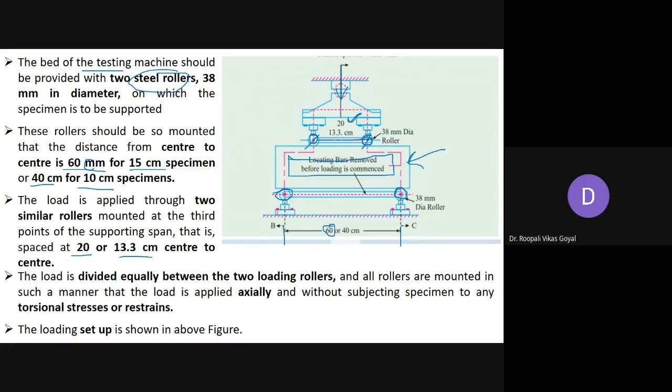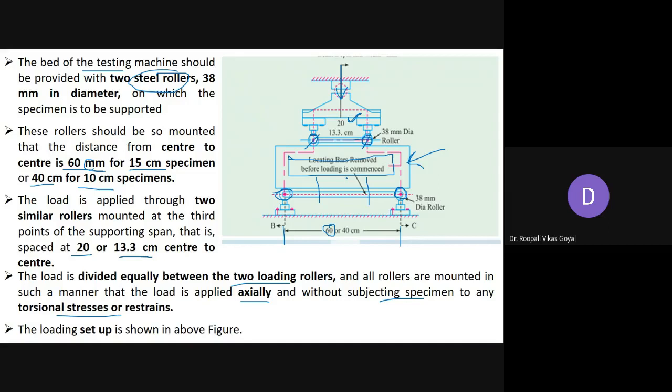So basically this is the test setup that is generally available in every lab where you have to check the flexural strength of concrete, and this load is divided equally between the two loading rollers. So exactly at L/3 portion this load can be applied, and it is applied axially without subjecting the specimen to any torsional stresses or strain. So this loading setup you should understand, where we have to keep our specimen.